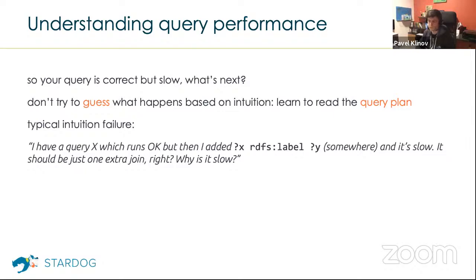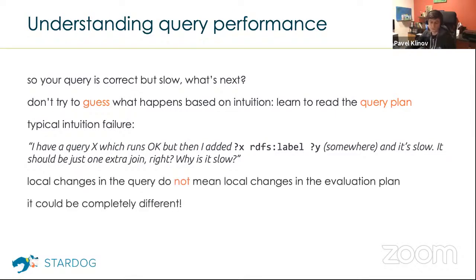So what happened? And there is also the inverse version of the same intuition failure, which is something like, I had a query which was very slow, so I started pulling things out of the query until it's fast. And so those things which I removed from the query have to be responsible for the poor performance. Both of these things are false in general, and in Stardog's case in particular.